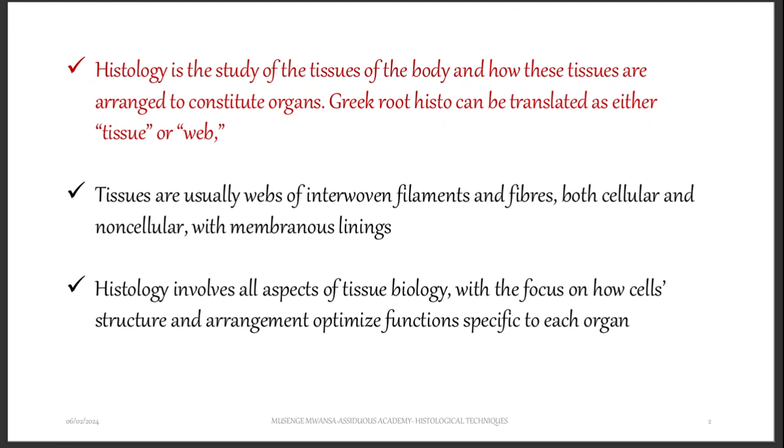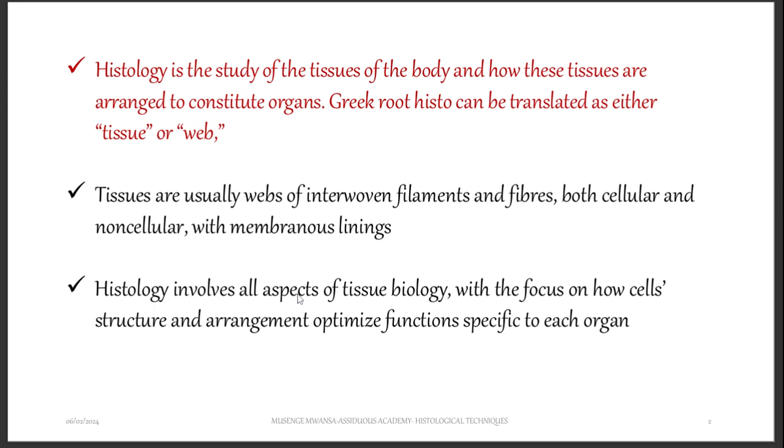So tissues are webs of interwoven filaments and fibers. So you have got cells and non-cellular components, which make up what we call a tissue. This is important for you to know because for all the types of tissue, when you are trying to describe them, you need first to know what are the cells that make up this tissue. Number two, what are the non-cellular components of that tissue? And we call that the extracellular matrix.